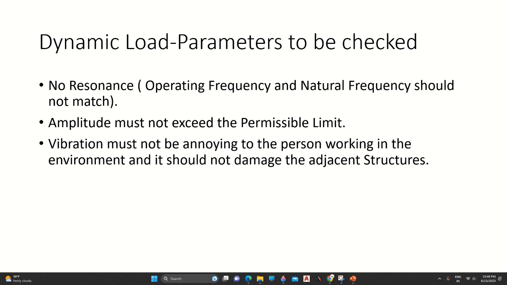Whereas if you consider dynamic load analysis, the parameters which need to be checked are, you have to consider that we don't have any resonance. I think most people understand what resonance is. For example, when a flock of the army is moving on a bridge, making a march, the frequency of their march, if it matches the frequency of the bridge, then resonance will occur.